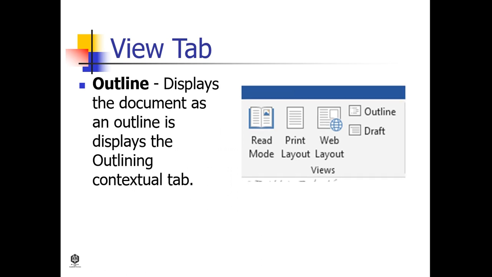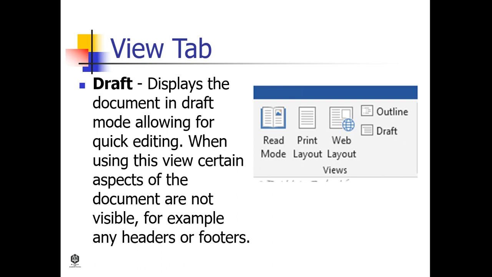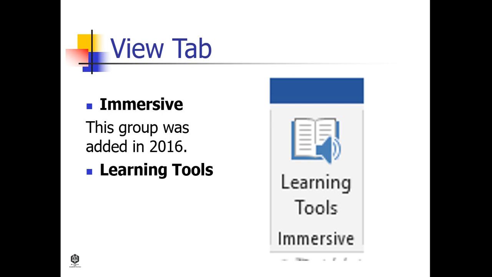Outline displays the document as an outline. It displays the outlining contextual tab. Draft displays the document in draft mode, allowing for quick editing. When using this view, certain aspects of the document are not visible. For example, any headers or footers.